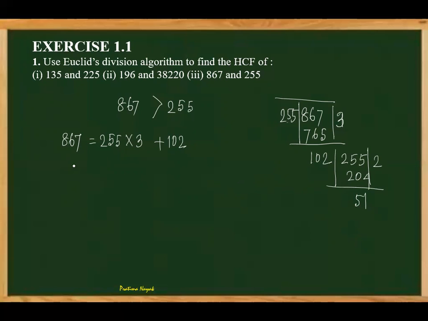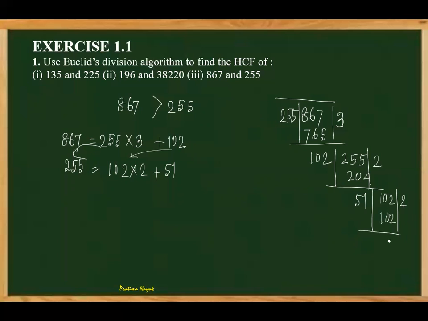Write the step immediately. So you will write 255, so you can see the pattern. The 255 is coming here and 102 is coming here. So 102 multiplied by 2 plus your 51. Next, the remainder is not 0.